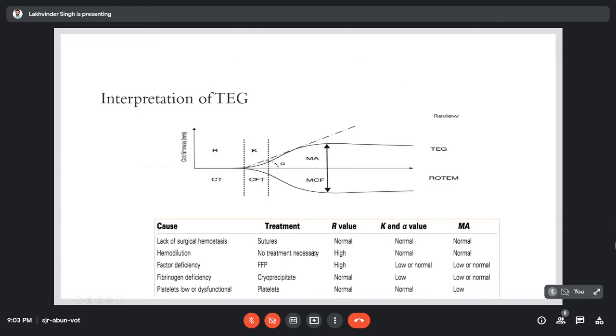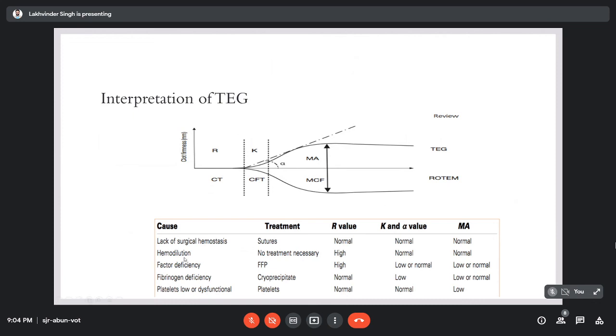Just for the interpretation, if the cause is surgical hemostasis, the patient after the surgery is over is having blood in the drain, and you do the thromboelastography. All these values come normal. That means there is no problem with the coagulation. You don't have to transfuse any component. The physician or surgeon has to re-explore the patient to find the cause of bleeding.